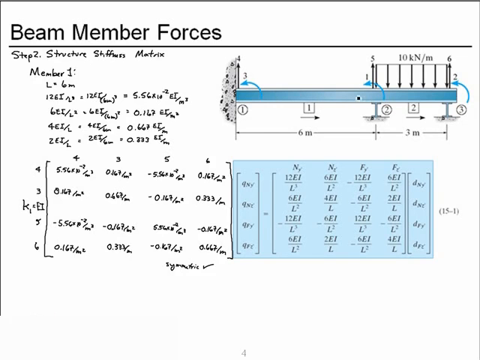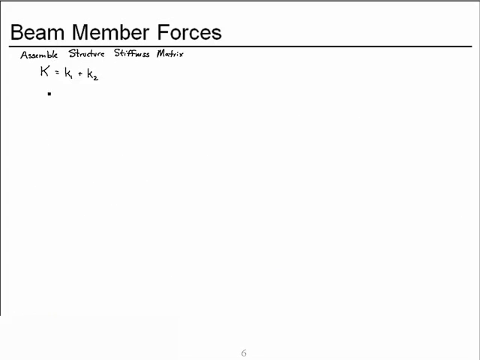And when we look at our structure, we see that only degrees of freedom 1 and 5 will receive contributions from each of the two members. So let's calculate coefficient 1,1, which is the force at degree of freedom 1 due to deformation of degree of freedom 1, and it will be that coefficient from element 1 and that coefficient from element 2.